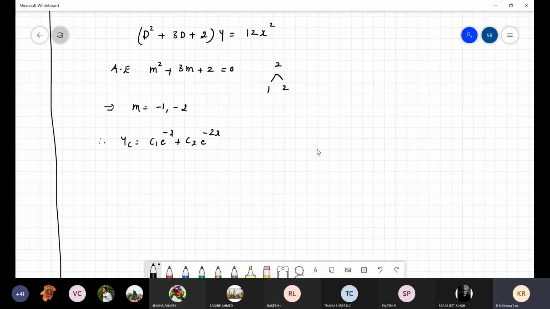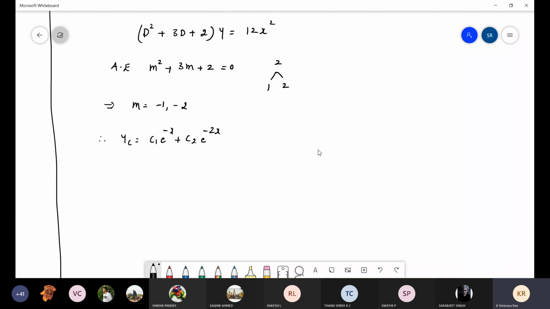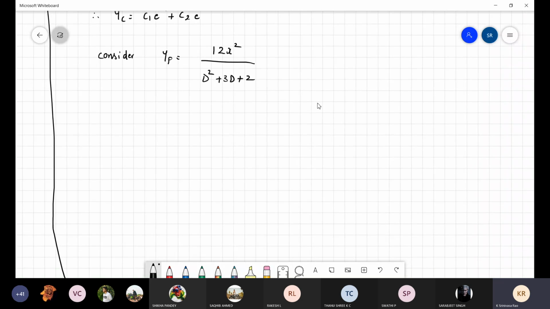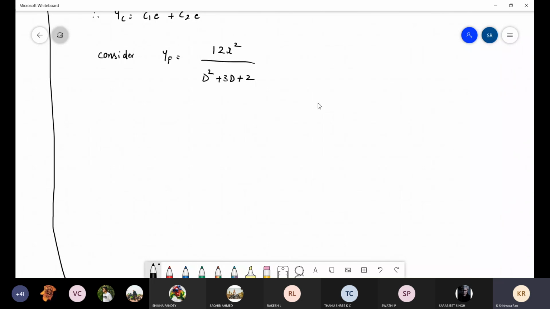Actually, the equation looks so simple. What is the RHS polynomial to calculate yp? But the procedure will be the same, and it may go extended another 2-3 steps. Consider yp equals 12x square divided by D square plus 3D plus 2. Let's try to solve this equation. I will wait another 2-3 minutes.